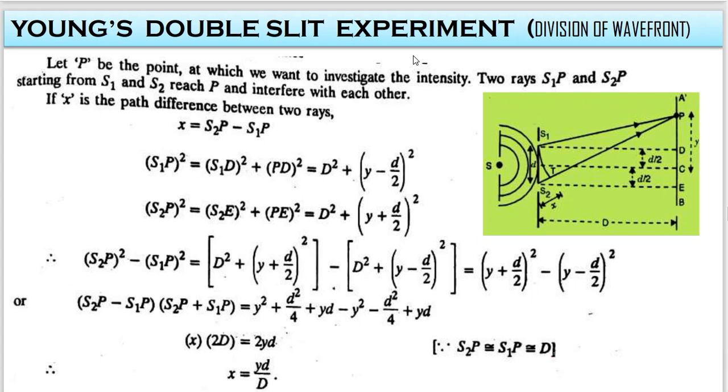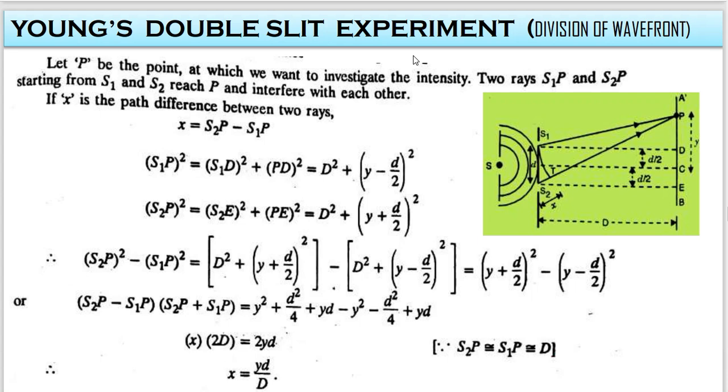But in the case of division of amplitude, Newton's ring is the very important case, and in Newton's ring we use division of amplitude. Apart from that, we discuss Young's double slit experiment, and in this video we shall study the fringe width, the maxima and minima, what the interference pattern is in Young's double slit experiment, what the path difference between the two waves is, and what the maximum and minimum intensity values are. Let's start one by one.